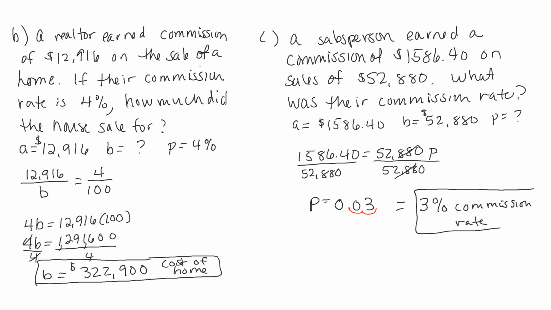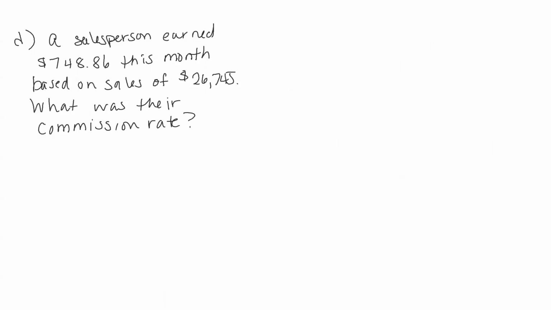And that's it. Last problem we'll look at. We have a salesperson earned $748.86 this month based on sales of $26,745. What was their commission rate? Well, the amount is the value of the commission, so the $748.86. The base is the sales, so $26,745. And just like in the last problem, we're looking for the commission rate or the percent.